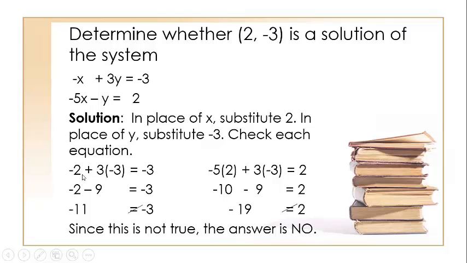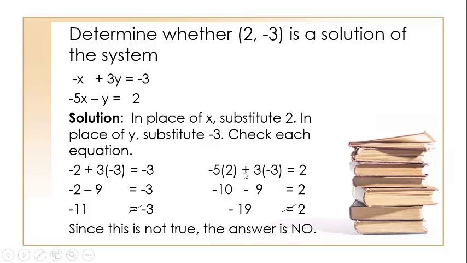The first equation, we have -2. We substitute the 2 in, so it becomes -2 + 3(-3) = -3. We want to see if this is true. When we evaluate this, we get -2 - 9 on the left side, which is -11. And we know that -11 is not equal to -3.